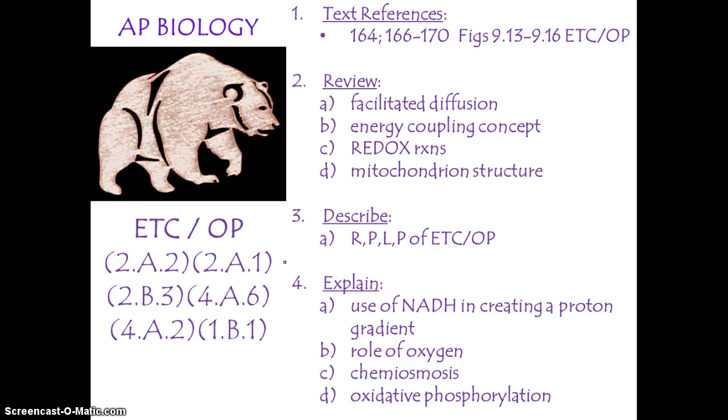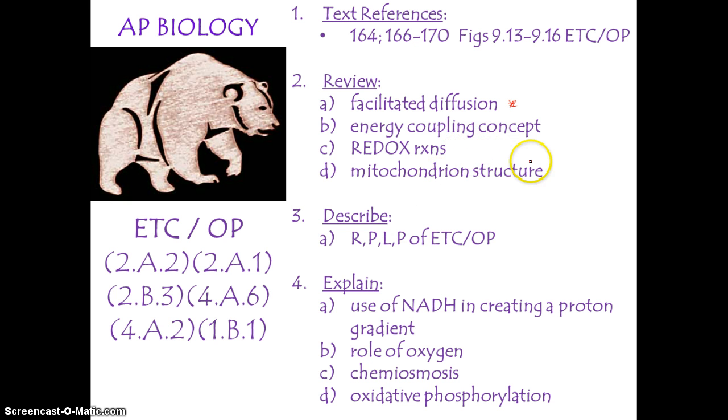Now, in order to understand the electron transport chain or oxidative phosphorylation, one must remember what facilitated diffusion is. That's passive transport using a protein channel or protein gate. Also remember the energy coupling concept, the idea that when you have a negative delta G, or free energy, we couple that to make something that does require energy. And what are redox reactions?